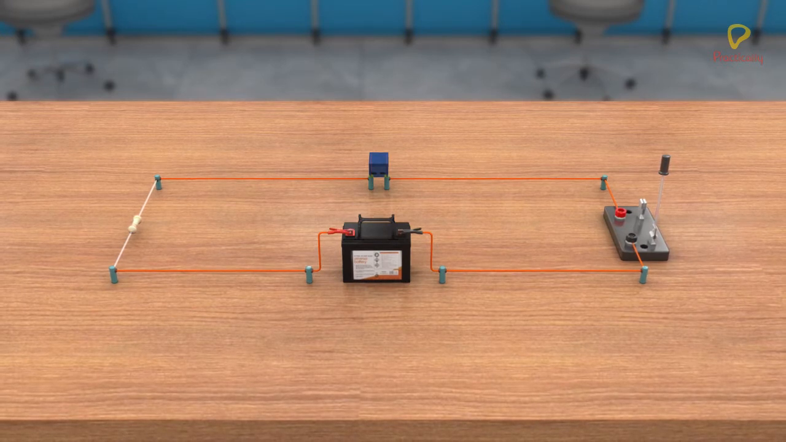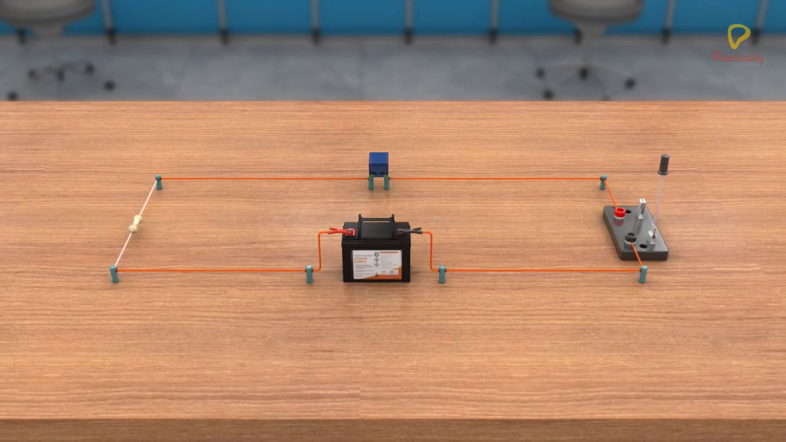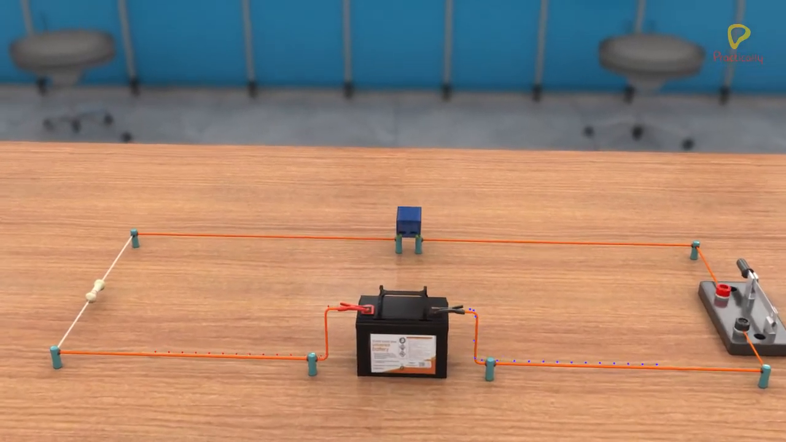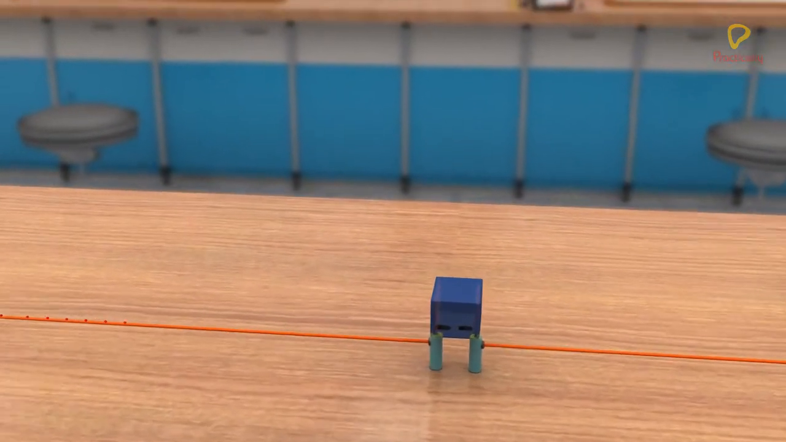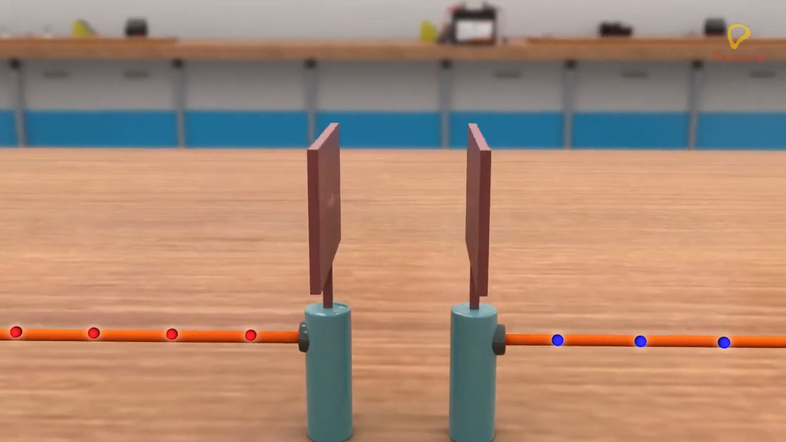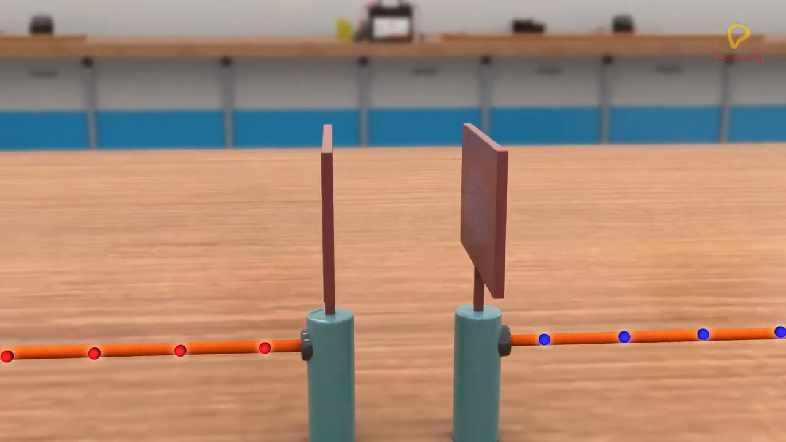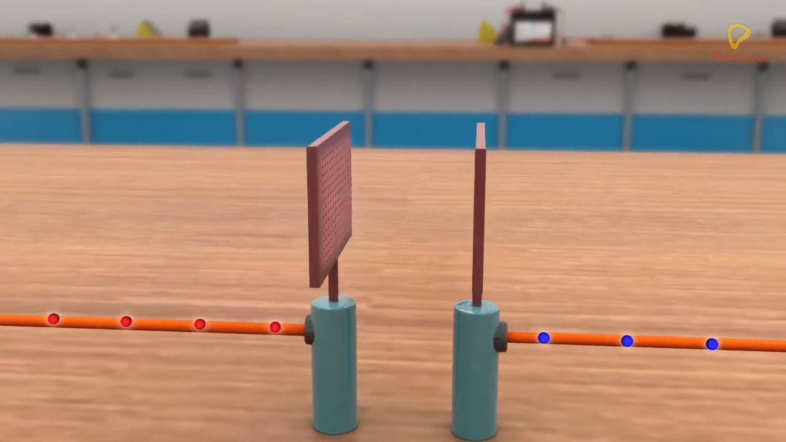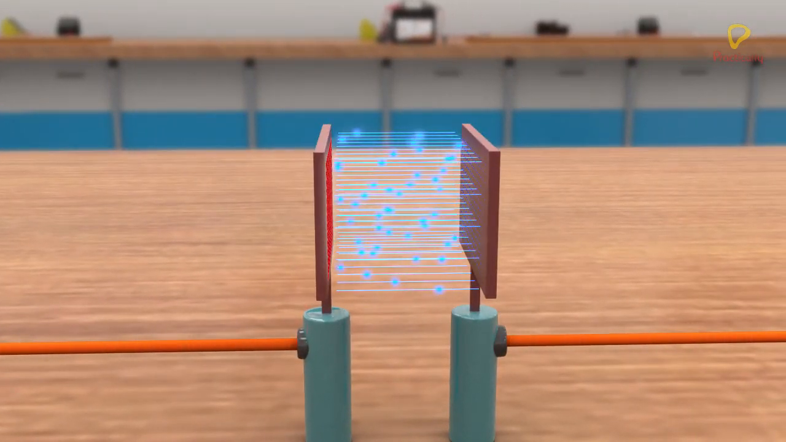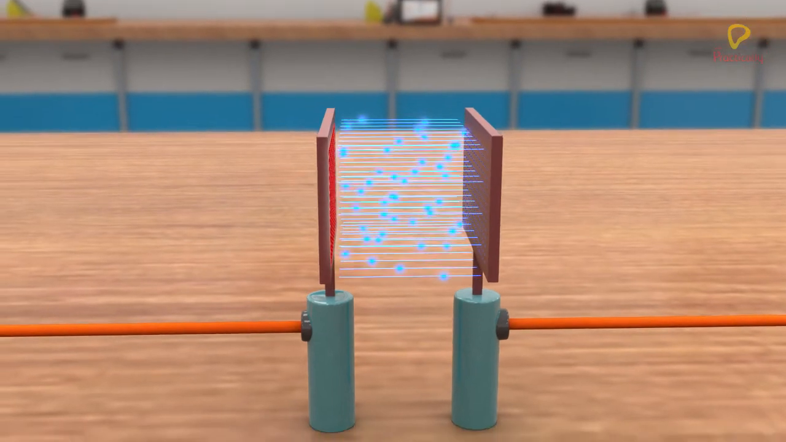Coming back to the capacitor connected in a circuit. There is a gap between the capacitor plates that does not allow charge to pass through it. So, the positive charge starts to accumulate on the plate connected to the positive terminal and the same amount of negative charge on the other plate. This accumulation of charges creates an electric field between the plates. As charges on the plate increase, the electric field increases. In turn, the potential difference between the plates increases.